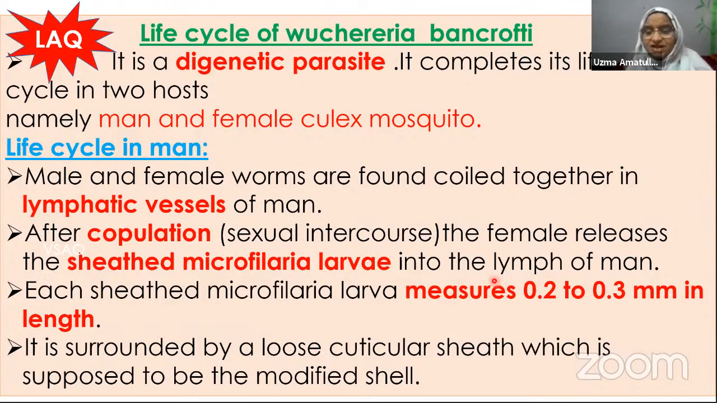What is lymph? Lymph is a watery, water-like fluid. Its composition is the same as the plasma of the blood. Each sheathed microfilaria larva measures 0.2 to 0.3 millimeter in length, very small. It is surrounded by a loose cuticular sheath, which is supposed to be a modified shell. And what is it made up of? It is a hyaline sheath.